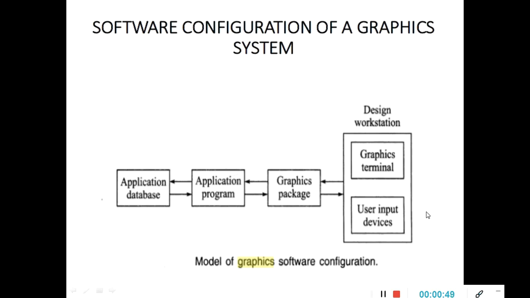Now this is just a systematic figure of this graphic system: application database, application program, graphics package. So this is the design workstation where the terminals and user input devices are going to be used. This graphic system is a part of a computer. With this, the CAD system is effectively utilized for the engineering process.